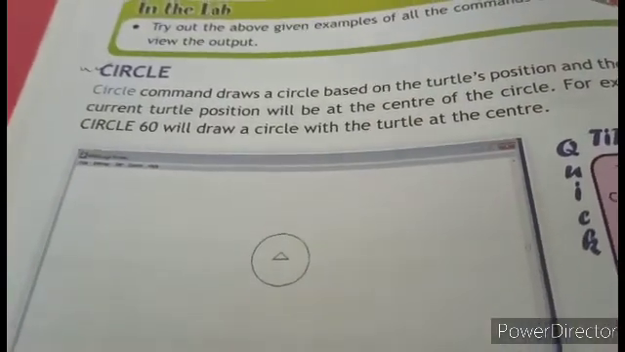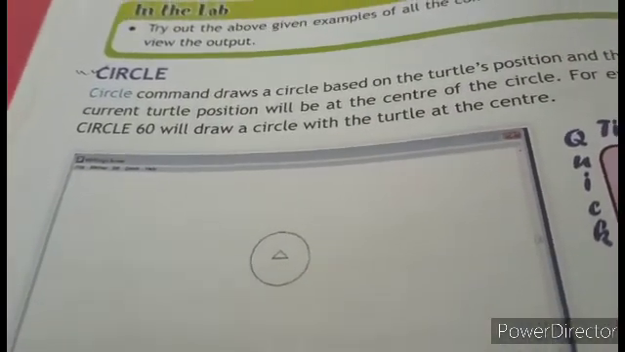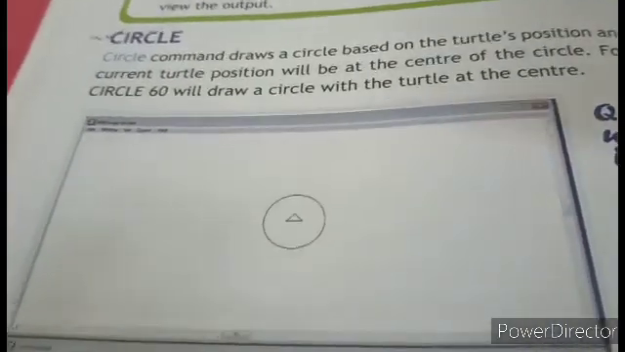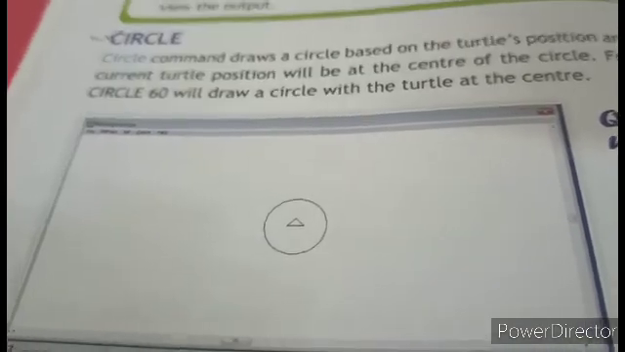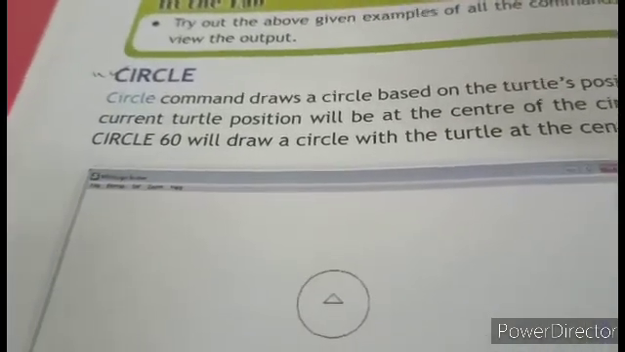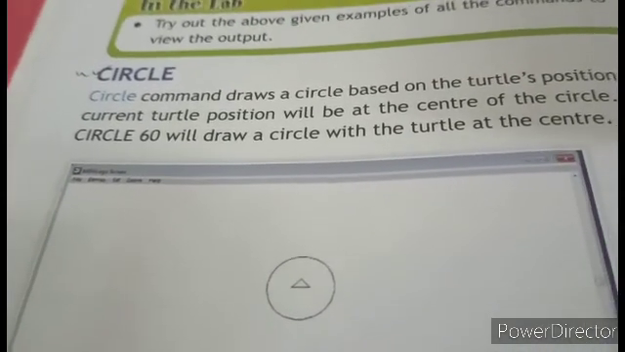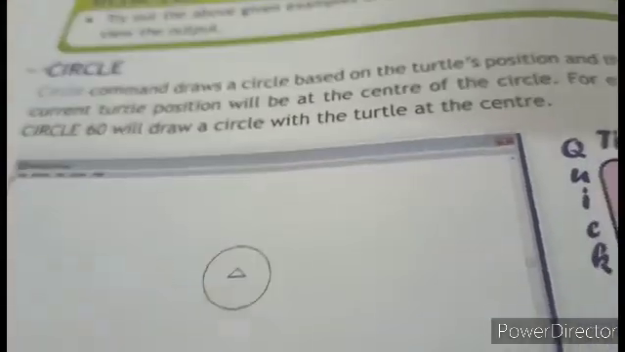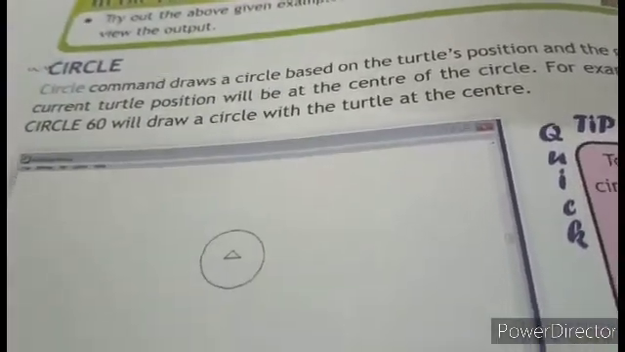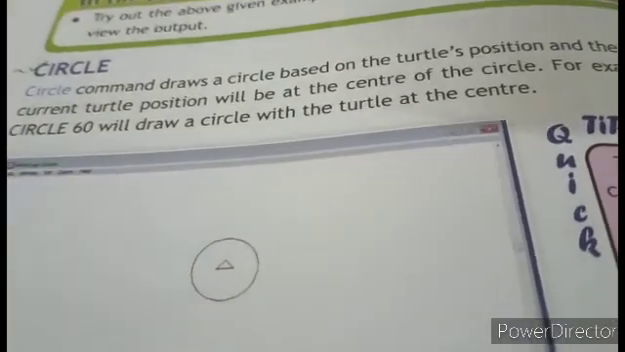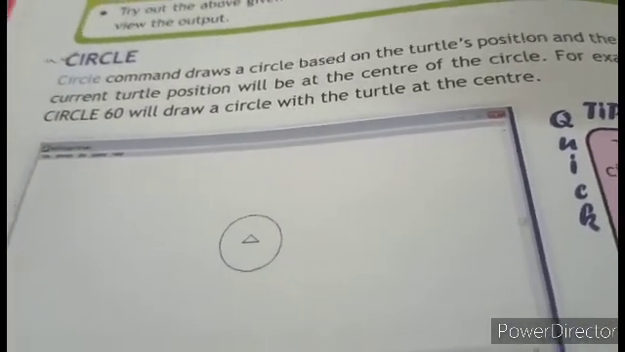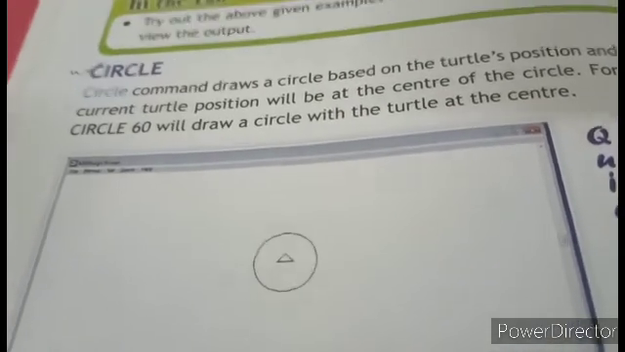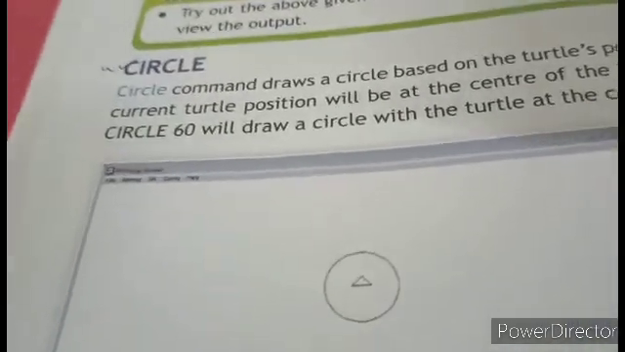In our previous MSW Logo class, we learned how to draw circles and other shapes by using the repeat command. If you give the repeat command with the number of steps, and give the FD or RT with specific numbers, we can draw circles. So here, circle is a specific command.